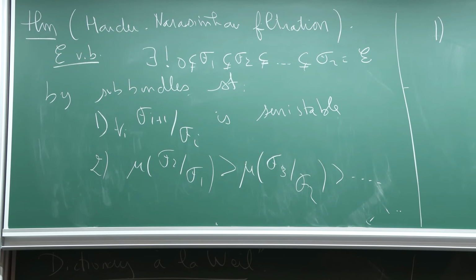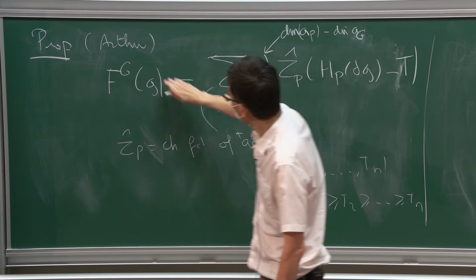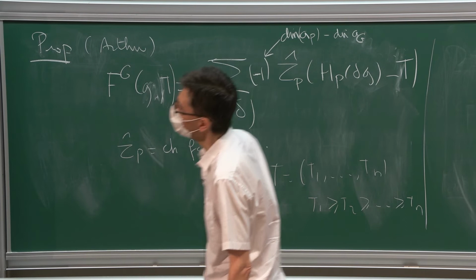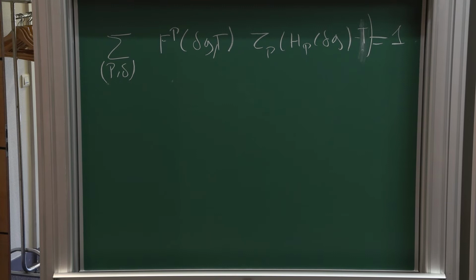And this amounts to doing the following thing: you replace h by h minus t. So we have some kind of t-stability. This also gives you a compact. And you also have the Harder-Narasimhan uniqueness, and you also have this statement. And now this statement is essentially true for any reductive group.